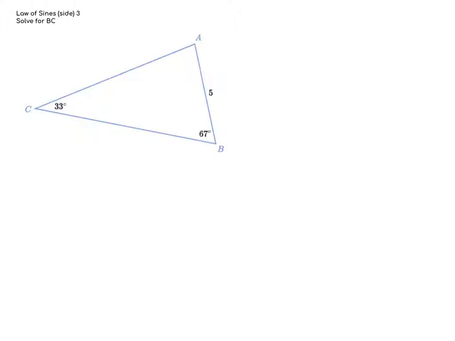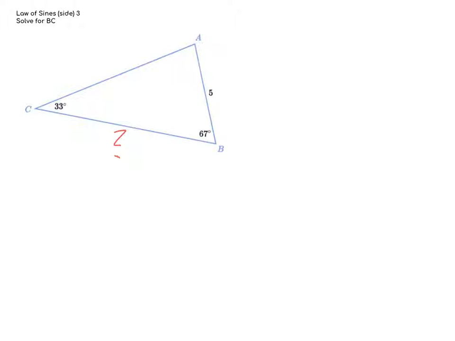Here we've got a problem where we're trying to solve for an unknown side, and specifically this problem is meant to be solving for side BC. What we're going to have to do is first make sure we can use law of sines for this, and then actually go through the problem.